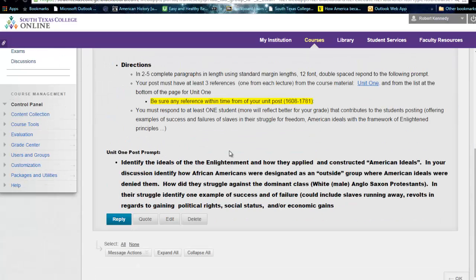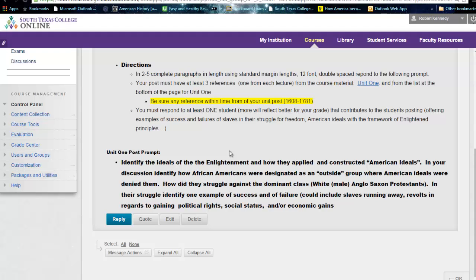Let's see. So Unit 1 post's prompt is: identify the ideals of the Enlightenment and how they applied and constructed American ideals. In your discussion, American ideals, things that you just think of when it comes to America, just the typical things: freedom, human rights, representative government, those kinds of things. Right? In your discussion, identify how African Americans were designated as an outside group. They were not part of that process, obviously. Where American ideals were denied them.